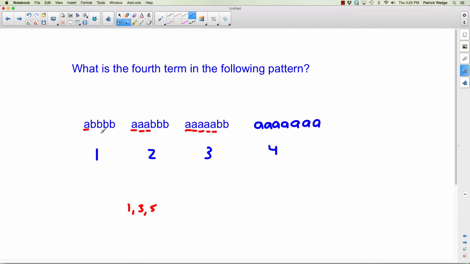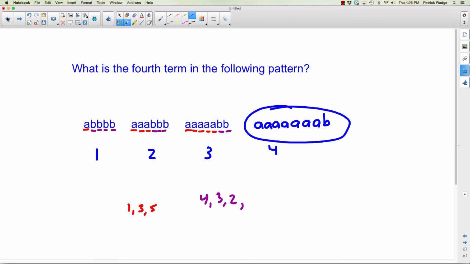Okay, let's look at our B's. Here we have 4 B's right here. 1, 2, 3, 4. Then 1, 2, 3. Then 1, 2. Oh, 4, 3, 2. That's a pretty simple pattern. It's going down by 1 every time. So the next number would be 1. You want to have 1 B. And we're done.